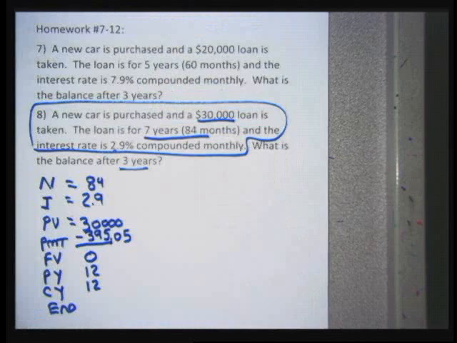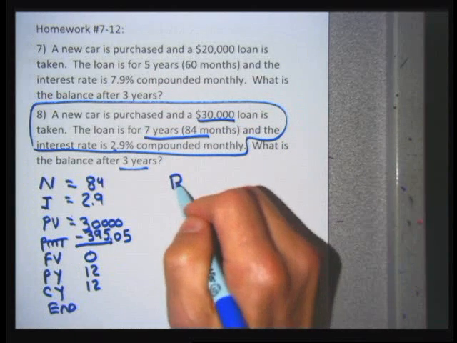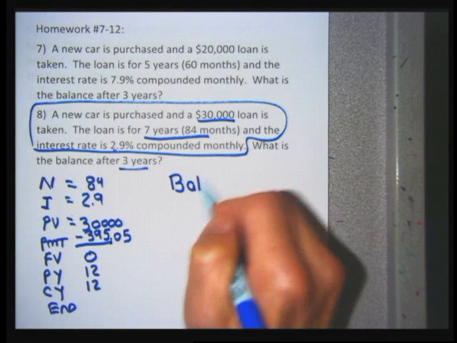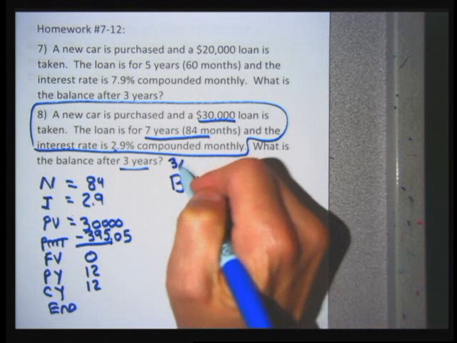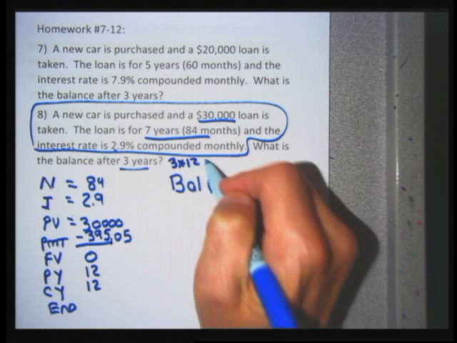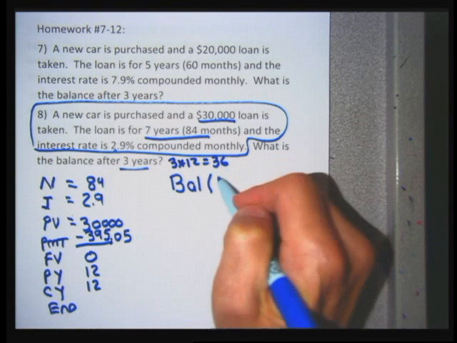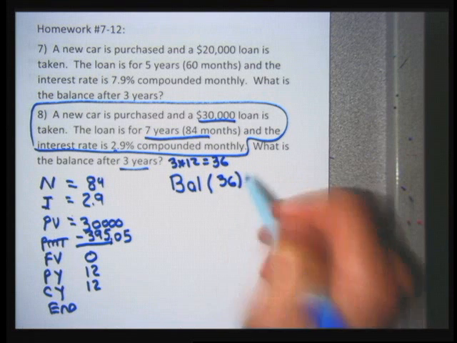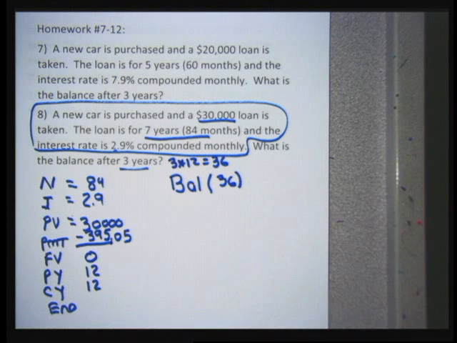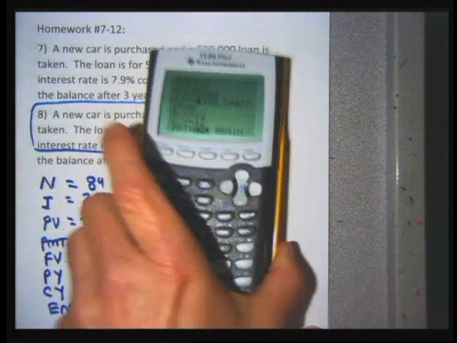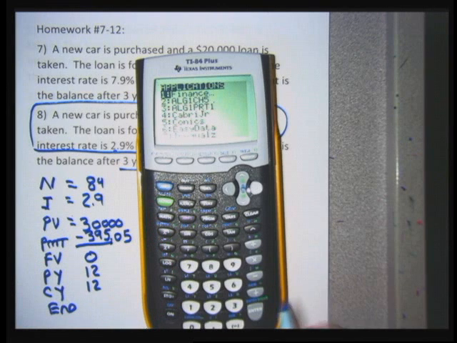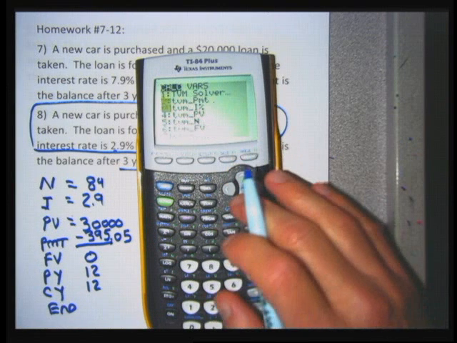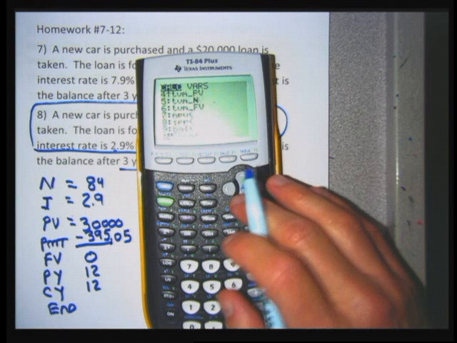Now I'm going to have it compute the balance, and it's the balance after 3 years. And 3 years is not 3 payments or 3 months. I'm going to have to go 3 times 12. I'm going to change the years to months, and I'm going to have my calculator do balance after 36 months. So now I break out my calculator. I hit the apps button, hit enter on finance, and I either go up or down until I find BAL.